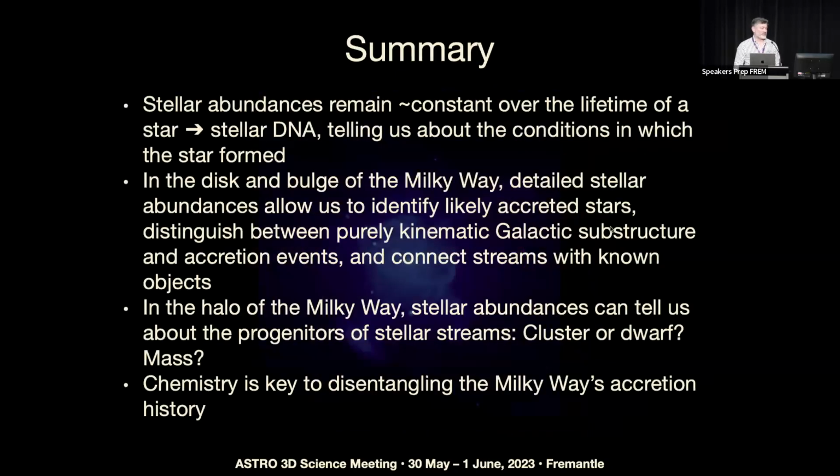And I will stop with this summary. Basically, stellar abundances are like stellar DNA, and they tell us about the conditions where stars formed. And so we're looking at it both within the distant bulge of the Milky Way with Galah, and we're looking at the halo with S5, and chemistry is a key tool for disentangling the Milky Way's accretion history.